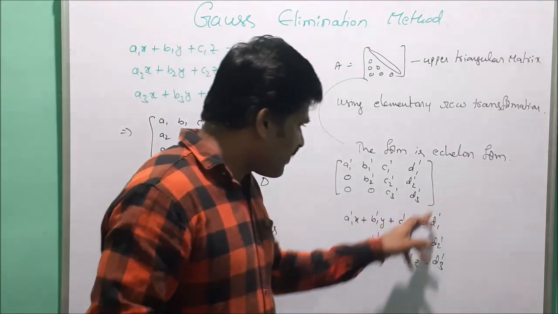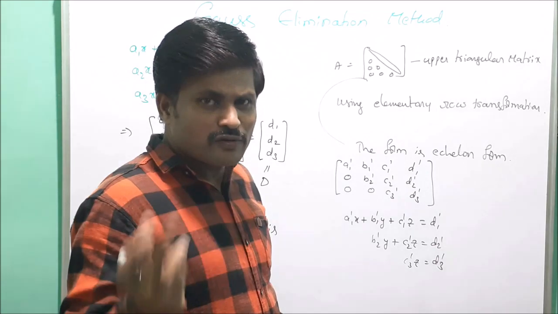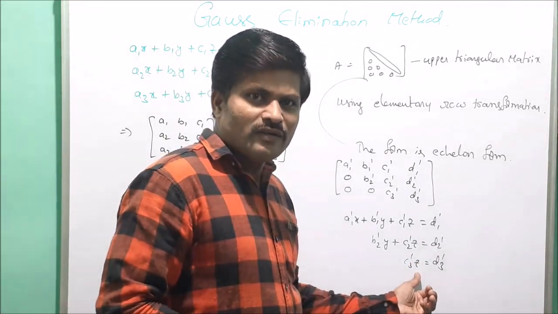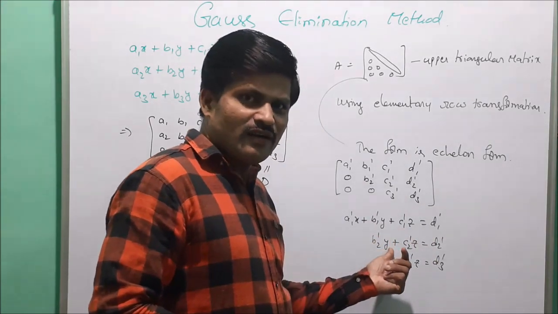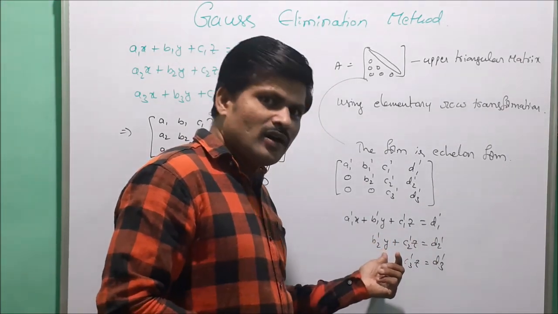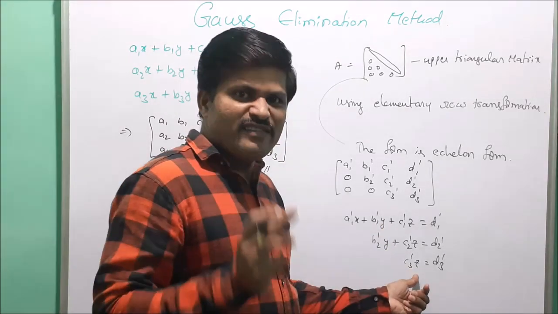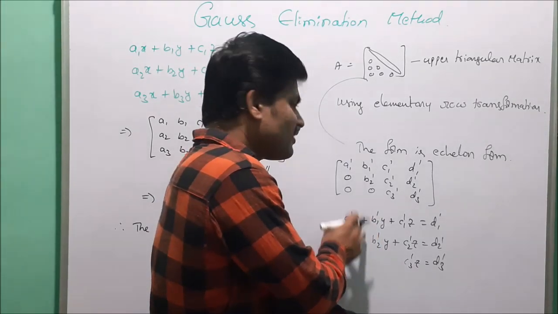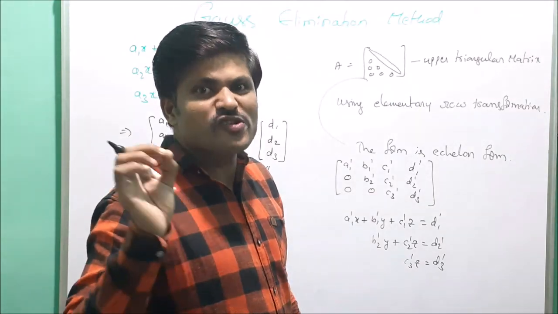Now in these equations we go to backward substitution. Backward substitution means first we find the value of z, then substitute that value in the second equation to get the value of y. Then we substitute the values of y and z in the first equation to get the value of x. This process is called backward substitution.